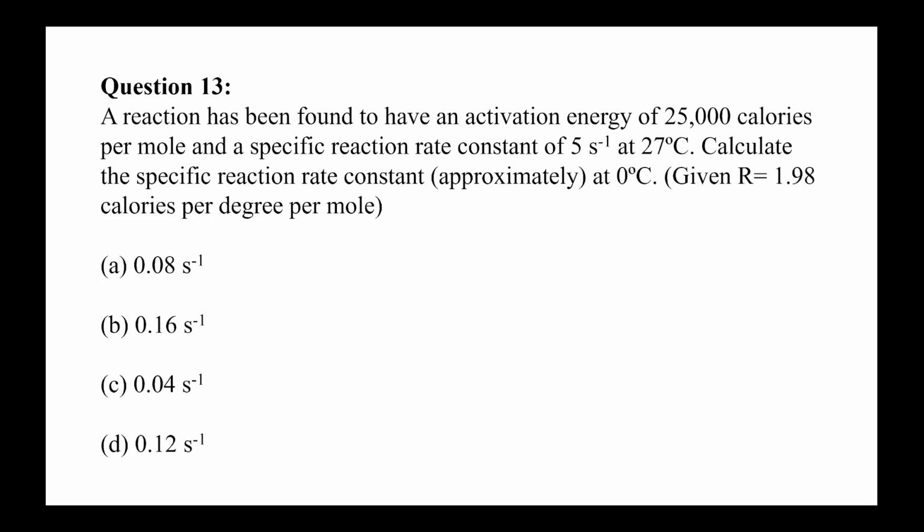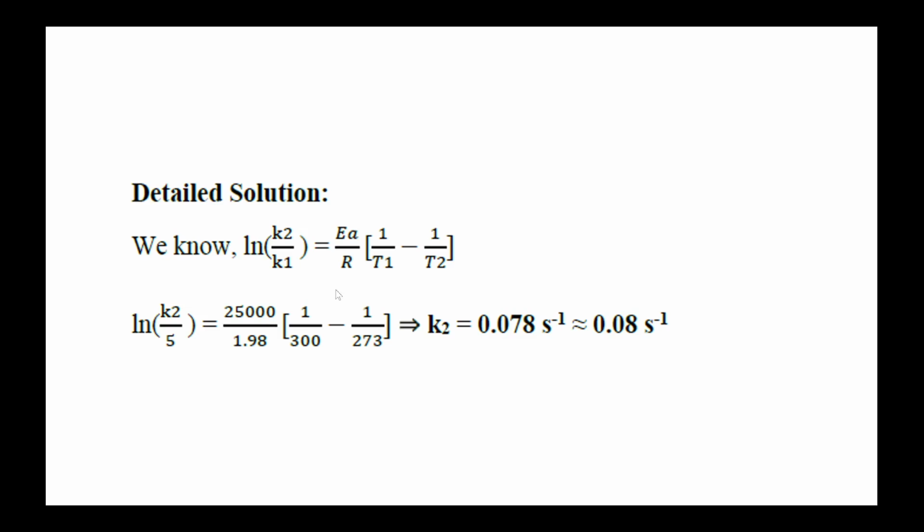Okay. So, in the question, you can see the temperatures are given in degree Celsius. So, first you have to convert the degree Celsius to Kelvin. For that, just add 273 to it. So, 0 degree Celsius will become 273 Kelvin, 27 degrees Celsius will become 300 Kelvin, that is 273 plus 27. So T1 becomes 300, T2 becomes 273, K2 we have to calculate, K1 is already given as 5, EA is given as 25,000 and R is given as 1.98. You just have to replace the values in this equation and solve for K2.